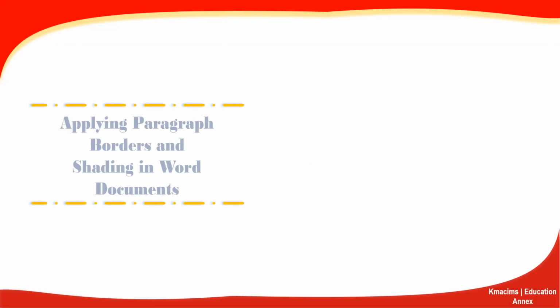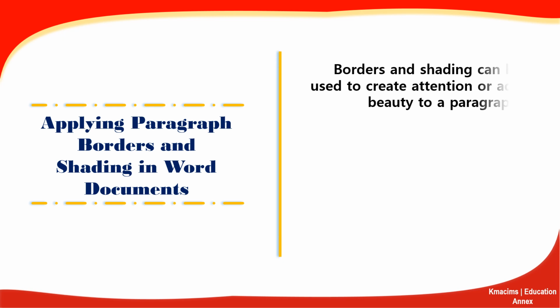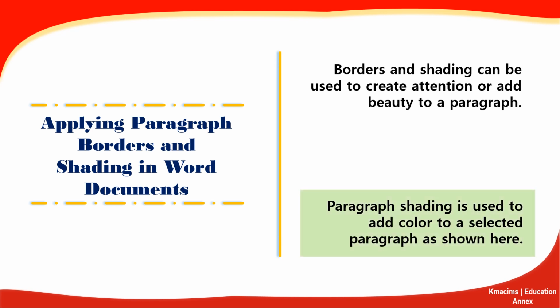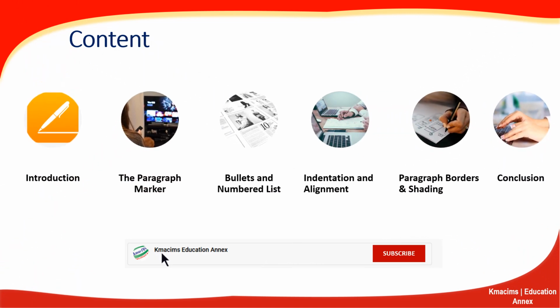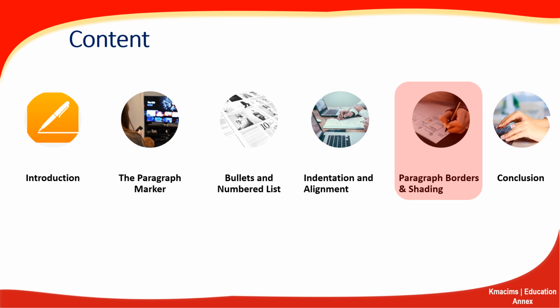Borders and shading can be used to create attention or add beauty to a paragraph. Paragraph shading is used to add color to a selected paragraph as shown here. Paragraph borders are used to add demarcating boxes to a paragraph. You can use either or both to create an outstanding document. In this last section, you will learn how to add borders and shading to paragraphs of a Word document.